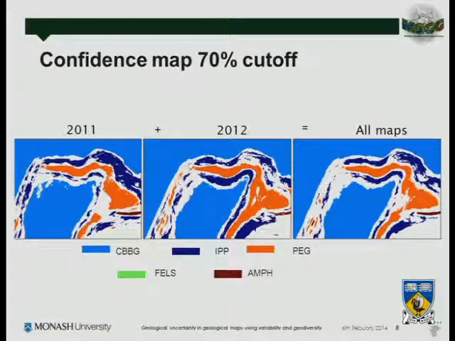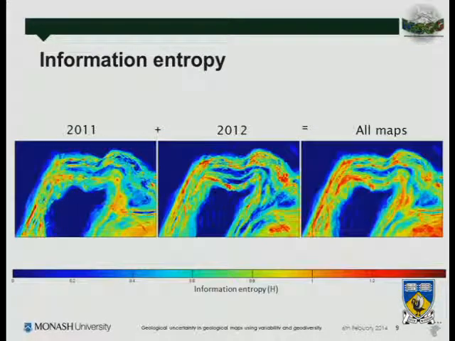And there's a confidence map which shows you the mode lithology, but only when it's in 70% of the maps. So you can see the main contacts that I showed in the stratigraphic variability, and in the western limb, you don't see all that much occurring. And obviously down here, there's a little bit of the interbedded, but it's only in the 2012 maps. And so I'll move on to the information entropy.